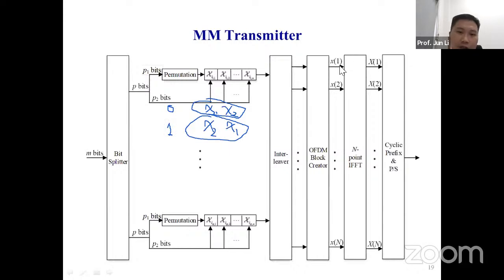So compared to the OFDM-IM, in the multiple mode OFDM-IM, all of the subcarriers will be used, but the difference is the constellation selection. X1 is the conventional BPSK. X2 is the rotated BPSK.